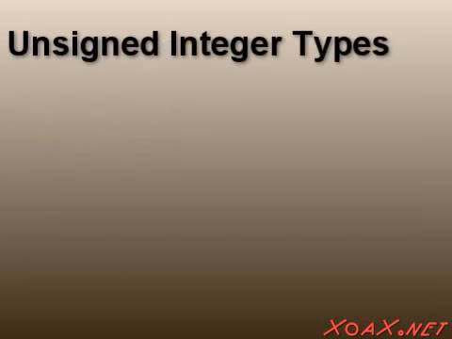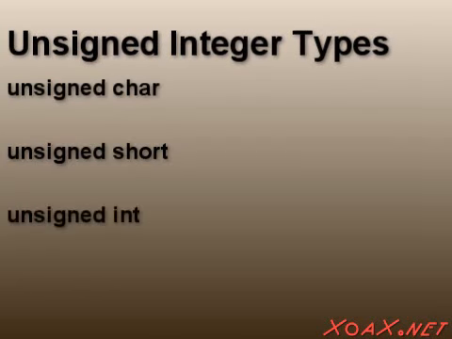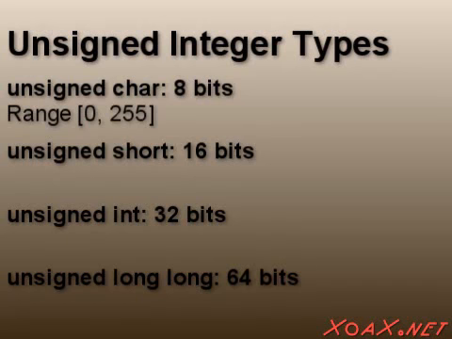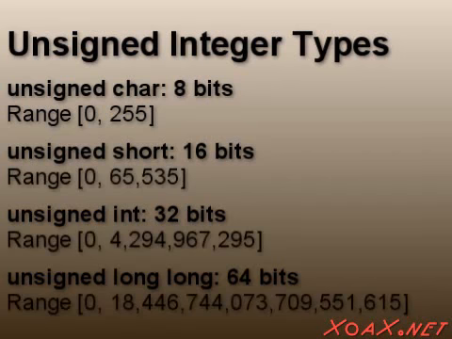There are four basic unsigned integer types: unsigned char, unsigned short, unsigned int, and unsigned long. These types consist of 8, 16, 32, and 64 bits respectively. Remember that each bit corresponds to a multiple of a power of 2, and since the unsigned char type has 8 bits, it can represent numbers in the range from 0 to 255. The other three integer types can represent larger ranges according to the number of bits that they have.